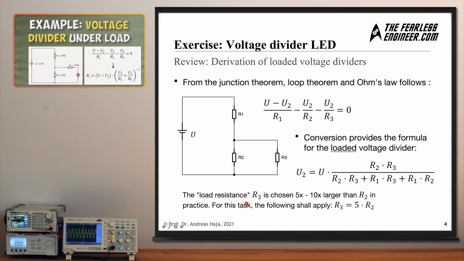And the load resistance R3 is chosen in a manner that it's about 5 to 10 times larger than R2. This is a value taken from practice, and we have discussed the reasoning behind this in the previous video. But for this exercise, we are setting R3 to 5 times the value of R2. So R3 is 5 times as large as R2 is. So that's the short recap of the derivation of the loaded voltage divider.